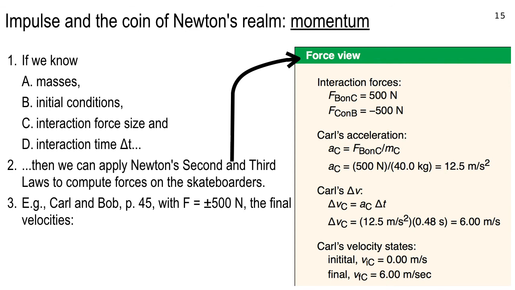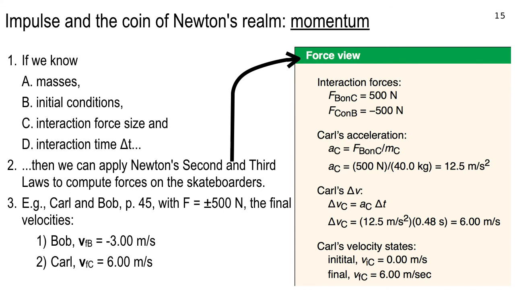Now, if you work out F equals ma and the interaction time, delta t, you can figure out the final velocity for both of these guys. For Bob, negative 3.00 meters per second. He's the small guy, right? He's 40 kilograms. And Bob's a little bit bigger. Excuse me. Carl's the small guy, and Bob's the bigger guy. Carl, final velocity, is positive 6.00 meters per second.